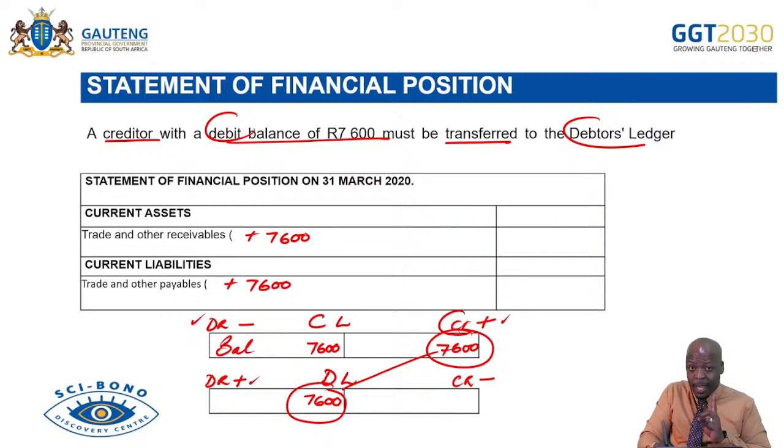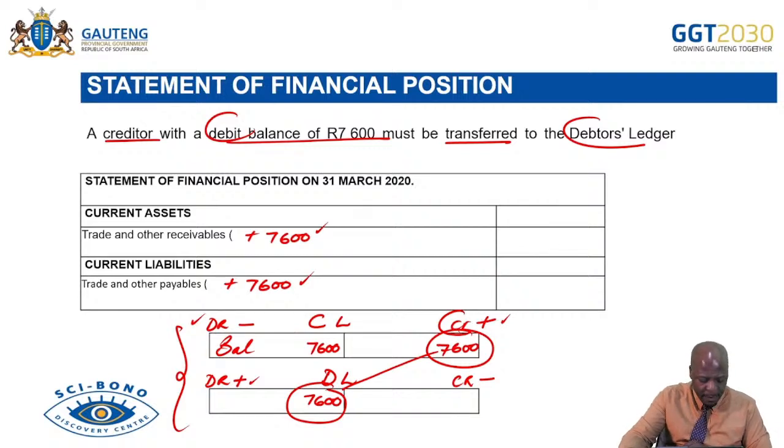Key are the signs. The signs are very important. It's a plus 7.6 and here it's a plus 7.6. If you want to understand it easy, quickly do these tiny little ledger accounts and then that will make it easy for you. Okay, let's quickly move on to the next one then.